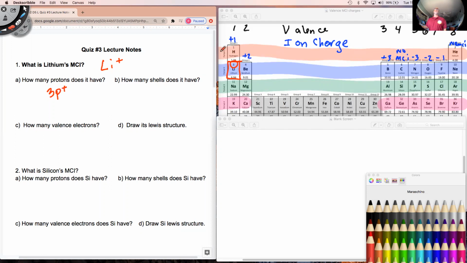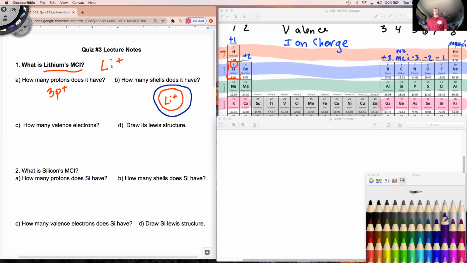How many shells does lithium have? Well, remember the first row would be shell 1. The second row would be shell 2. But we are talking about lithium's MCI, so make sure that you follow that. Let me draw it for you. So you're going to have the protons. So you have lithium, right? And lithium's a plus charge. But just to figure out how to do it, there's our first shell right there. Our second shell, we always draw as blue, right? So there's our second shell.